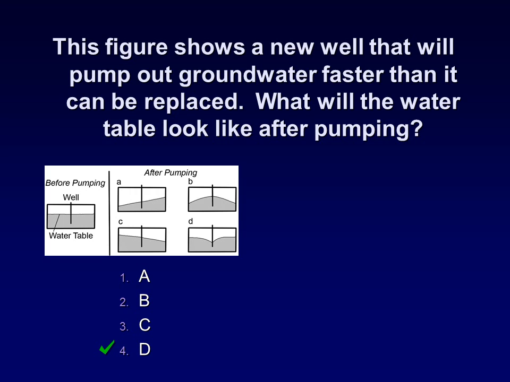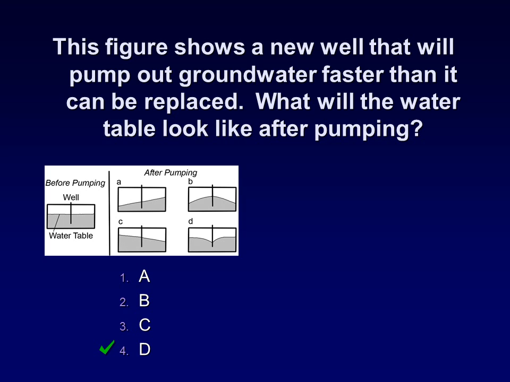If you said D, you would be correct. This image we have here, where the water table is lower surrounding the well, is our cone of depression. A cone of depression is just where we have drawn out groundwater faster than it can be replaced. So D is the answer here.